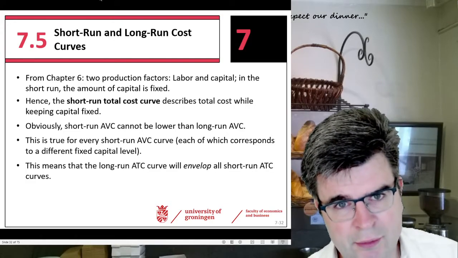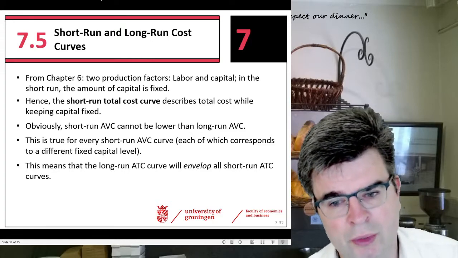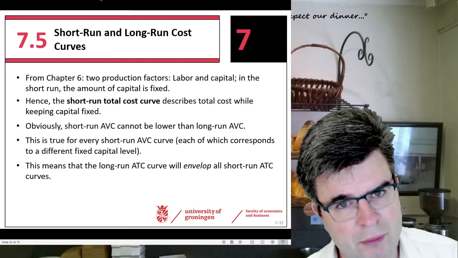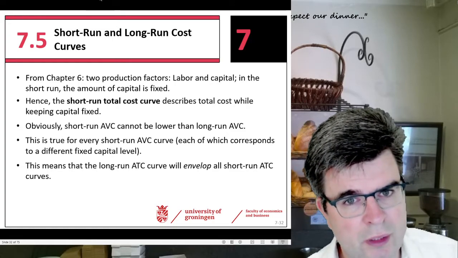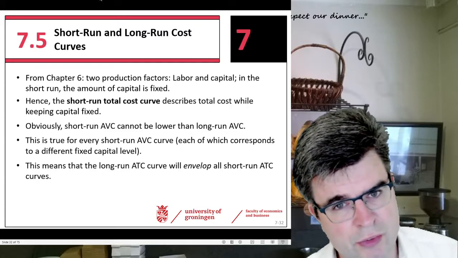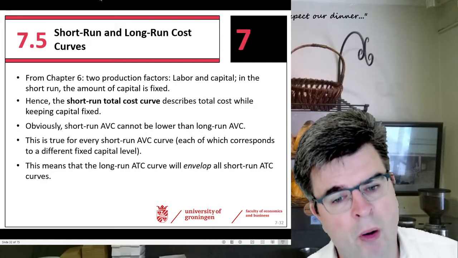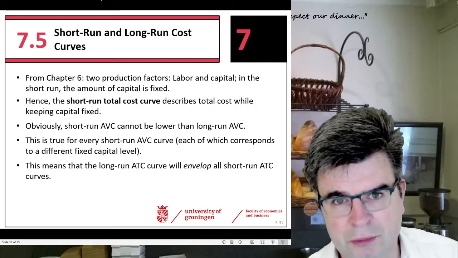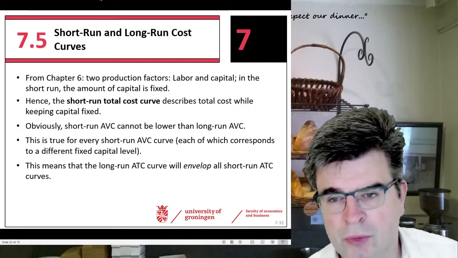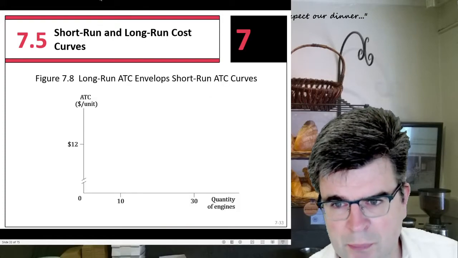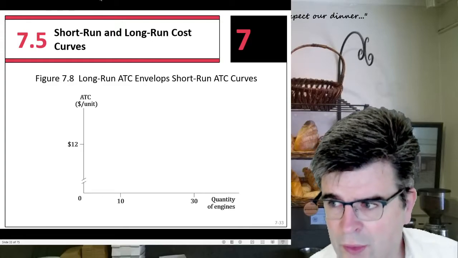And this implies that the long run average total cost curve will envelope all short run average total cost curves. So in the long run you can also adapt capital to your benefit, so you can have a lower fixed cost. So that means that the long run average total cost will envelope all short run average total cost curves. Now this concept of enveloping can be quite difficult, so it's good to do it graphically. What does it mean? So here's the graph, and this one is also not that easy to read.